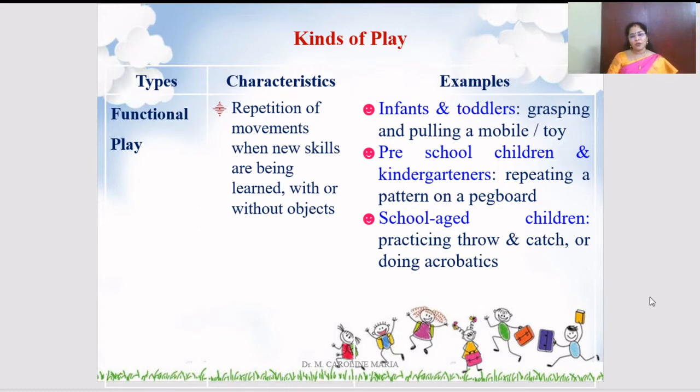Infants and toddlers, you could see, they could just grasp whatever you have in your hand. For example, a mobile or a toy, whatever you have in your hand, you will see these kids just keep on repeatedly trying to grab the things from you. So that is what is called functional play.